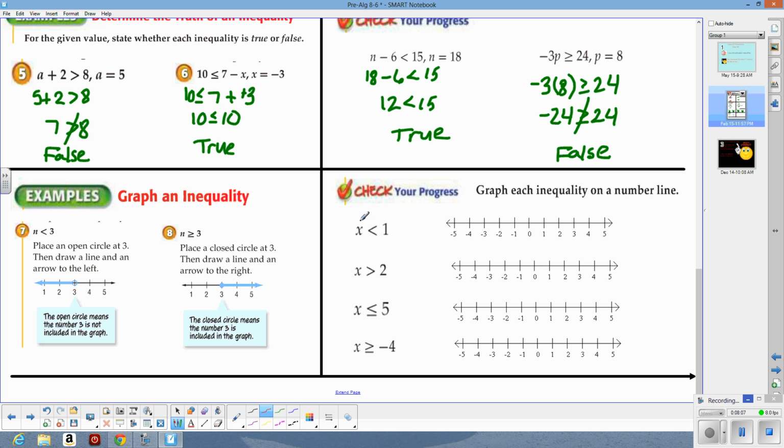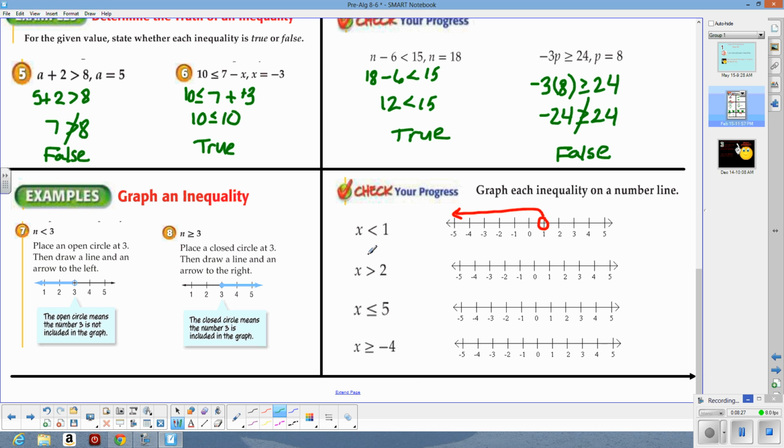I want the numbers x that are less than 1. That means I'm going to put a circle on the 1, and I'm going to leave it open because it does not equal 1. I want just the numbers that are less than 1. The numbers that are less than 1 are all the numbers to the left of 1 on the number line.